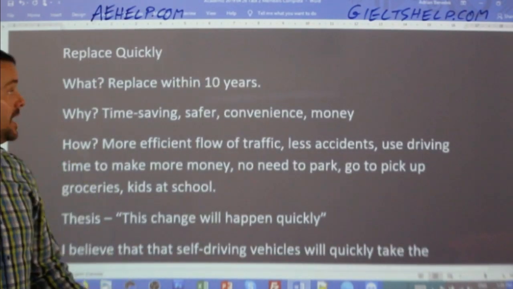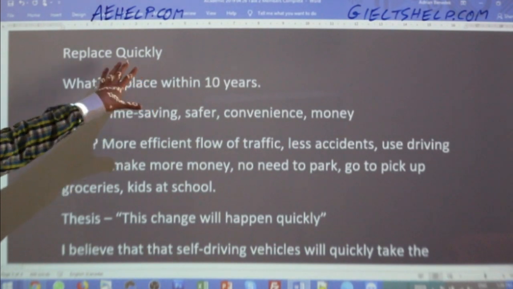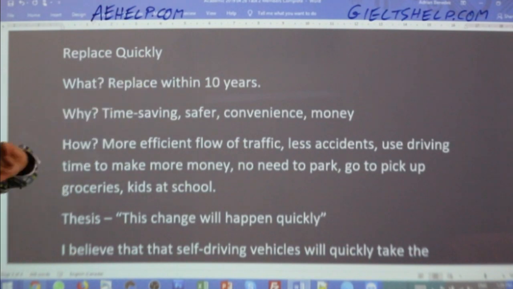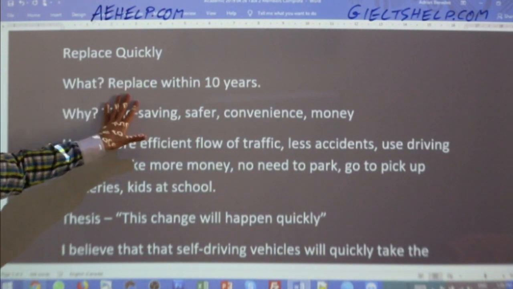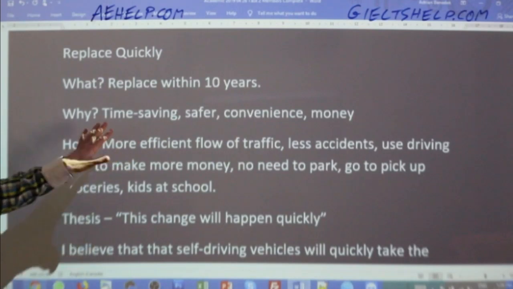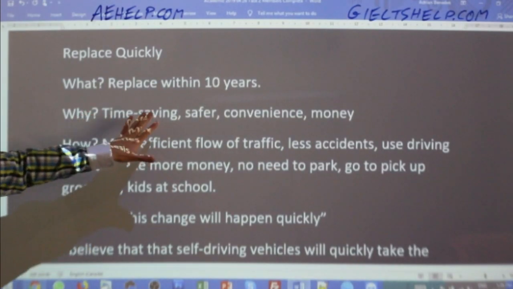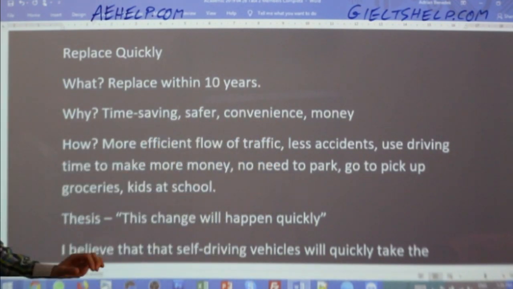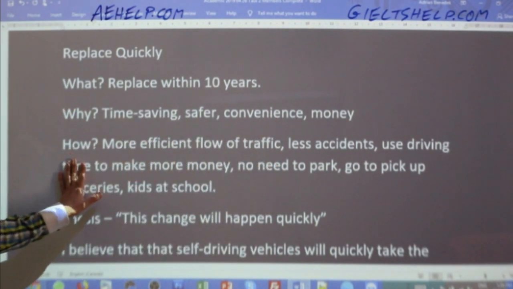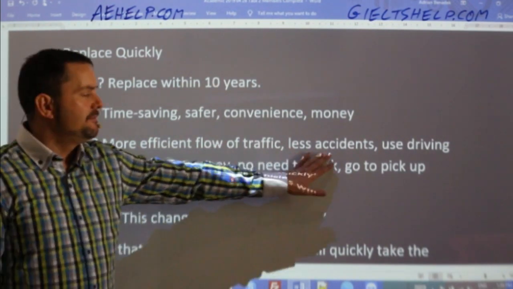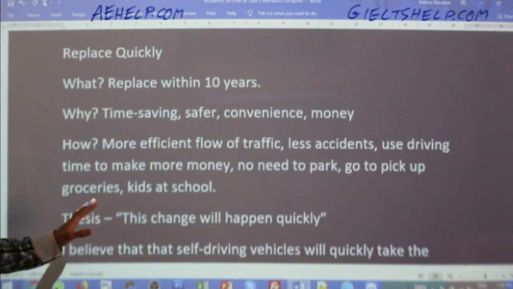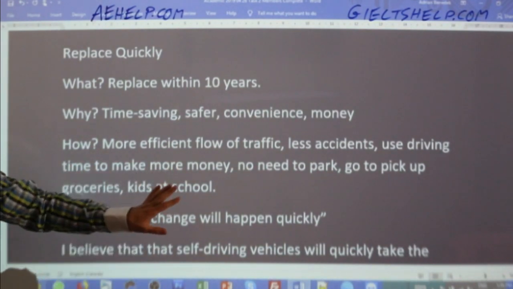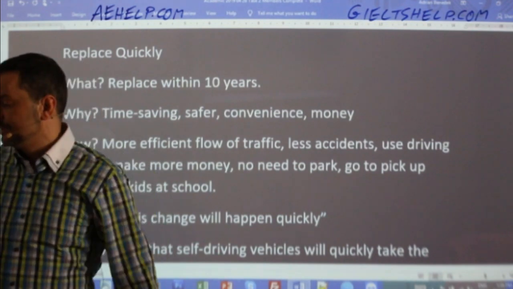We chose the side that it will replace the traditional human-operated cars and vehicles quickly. So what does that mean? That means within 10 years. Why? Simply because they are much more efficient, they're convenient, and they're much safer. They save money, okay? So how? There's more efficient flow of traffic, there's less accidents, the human can use their time to make money instead of driving, there's no need to park.